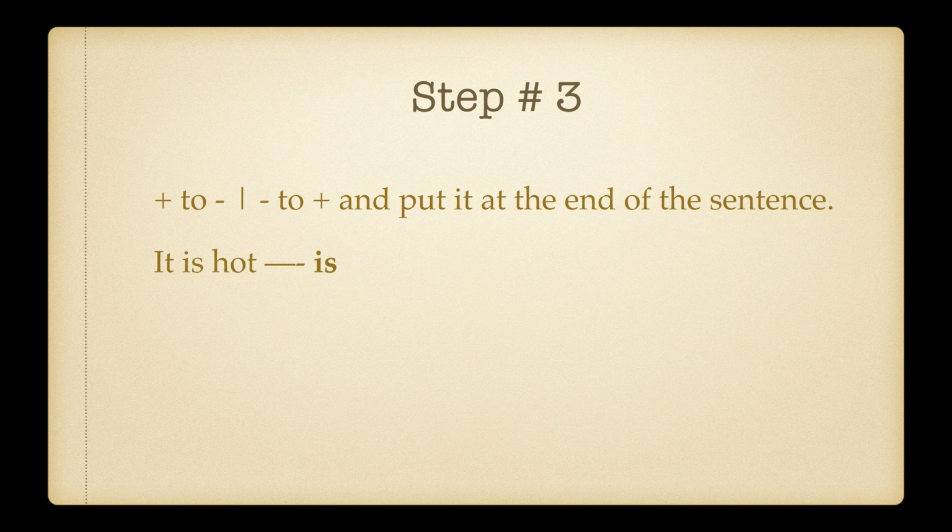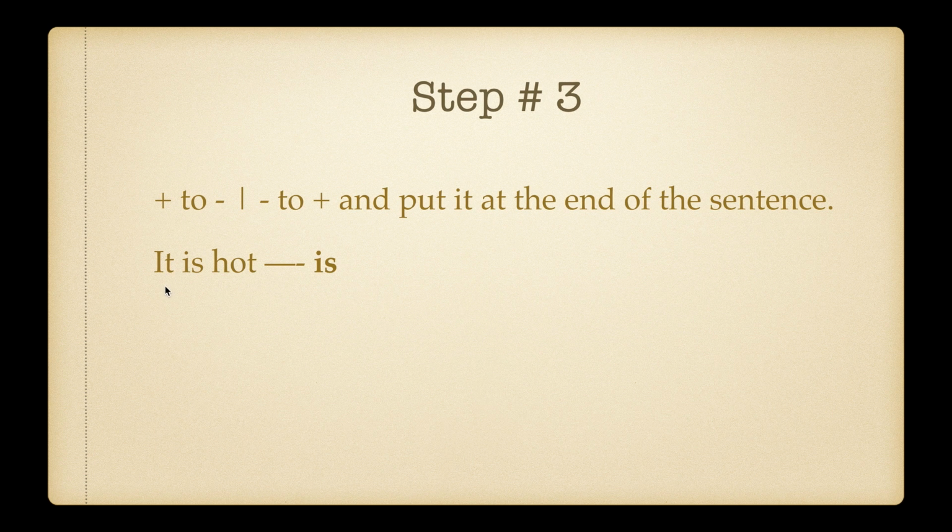All right. Step number 3. If the auxiliary verb is positive, you change it to negative and you put it at the end of the sentence. If it's negative, you make it positive and you put it at the end of the sentence.